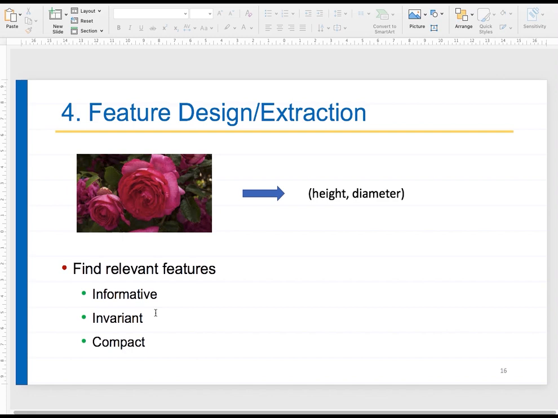Because ultimately you are storing them and processing them. If it's a vector of a huge size, then processing power, processing time and storage will be required, and your small device might not be sufficient to process all the data. So it is very important that you find features which are compact in size, as small as possible. Okay.